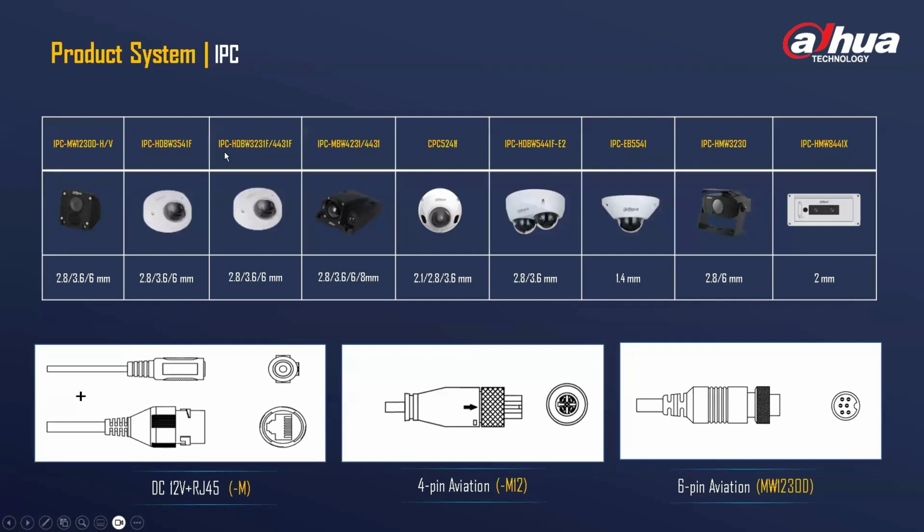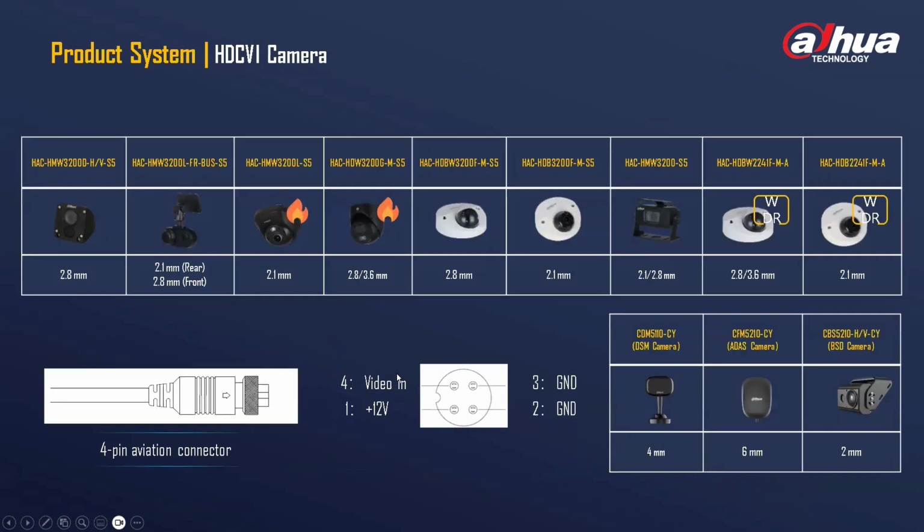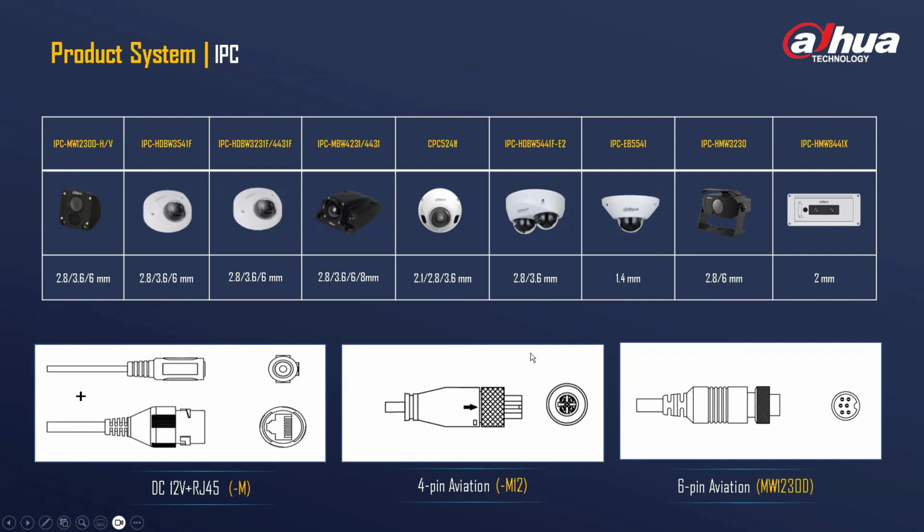Then for IP cameras, we have the MW23230D-H/V, variations 2.8, 3.6. And if you look at the connector by default, it will come with an RJ45 that is PoE powered for some models. Then there is also an extra 12V external power for models that don't support PoE power. Then we have 4-pin aviation. So we can also find an IP camera with 4-pin aviation and 6-pin aviation connector. So these are variation that we would get for IP cameras. And remember, for HDCVI camera, it's only one variation of 4-pin aviation connector.